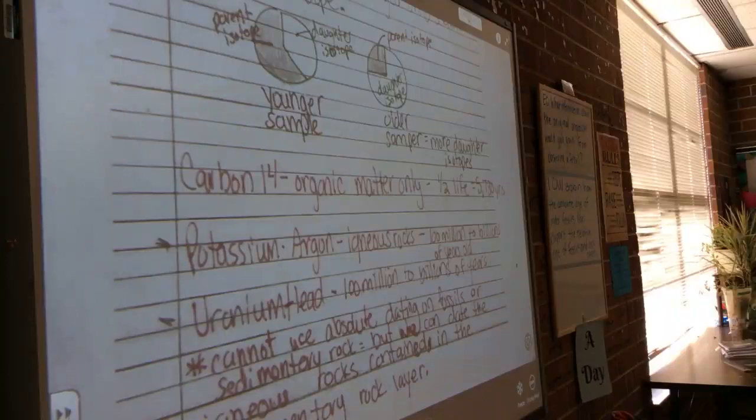Alright, once you have completed your notes, you can shut your notebook. Hold on, I'm not done. Wait, what did I say about your igneous rock? Contained. Igneous rocks contained in the sedimentary rock layer.